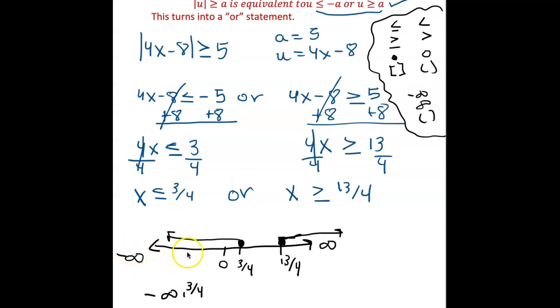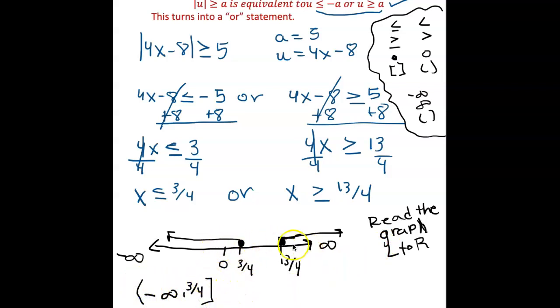So we read the graph left to right. Oh, not writing. Okay. My little pen is not functioning. Infinities always get parentheses. Close dot, get a bracket.